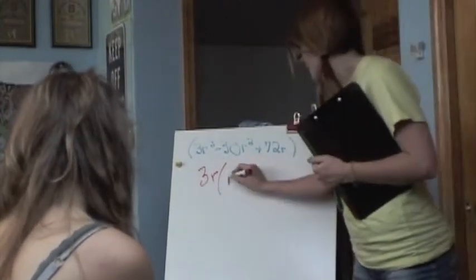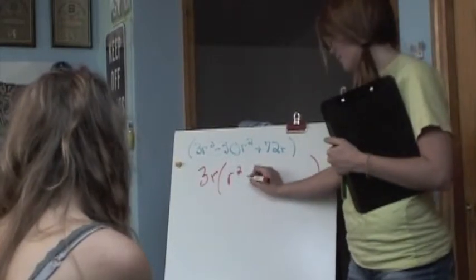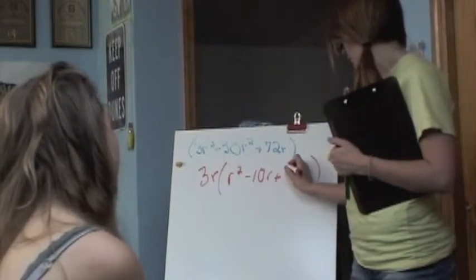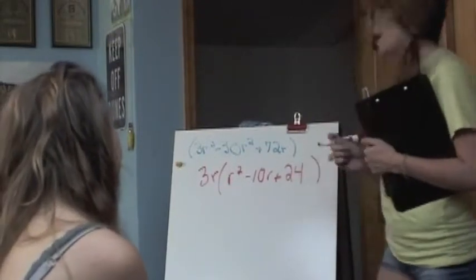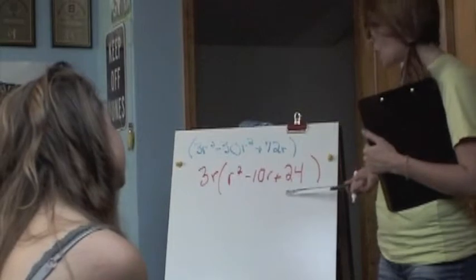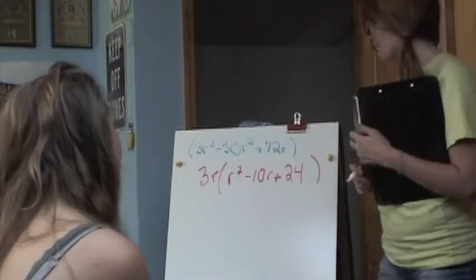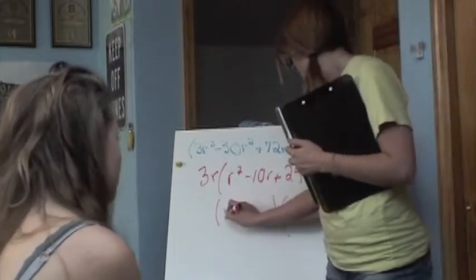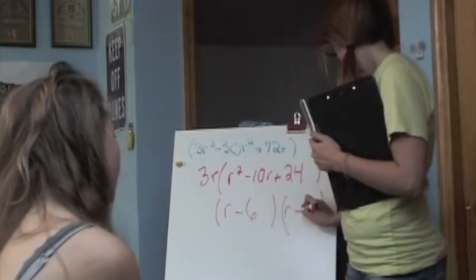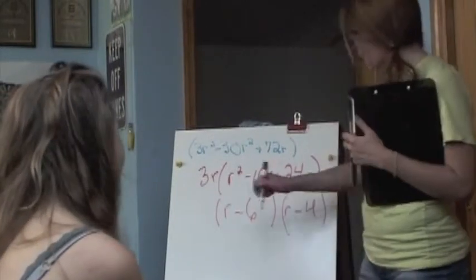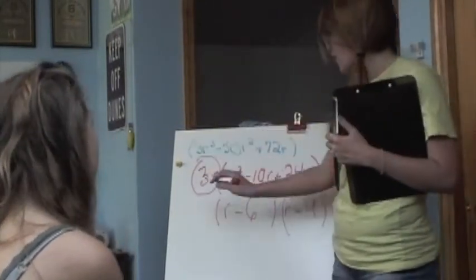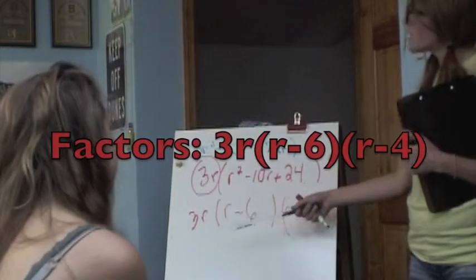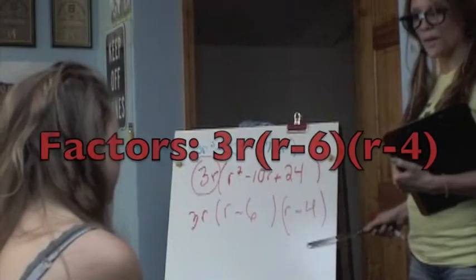R squared minus 10r plus 24. Correct. Now, simply factor the quadratic inside the parentheses. What do you get? R minus 6 and r minus 4? Correct. And do not forget to drop down the term in front. Right. 3r. So your final factor will be 3r times r minus 6 times r minus 4.